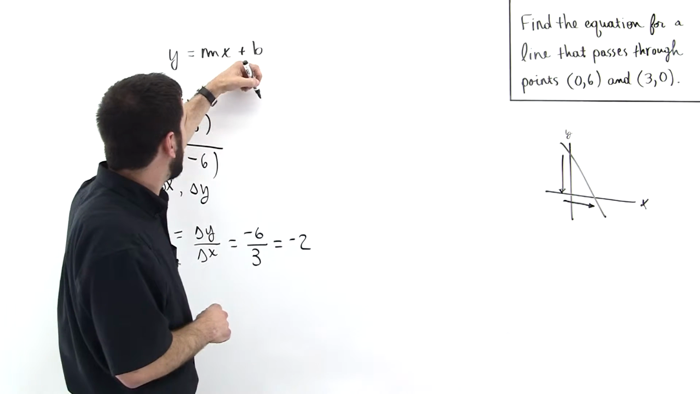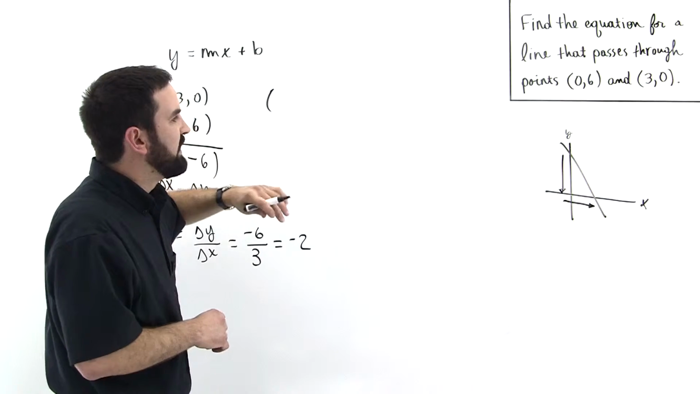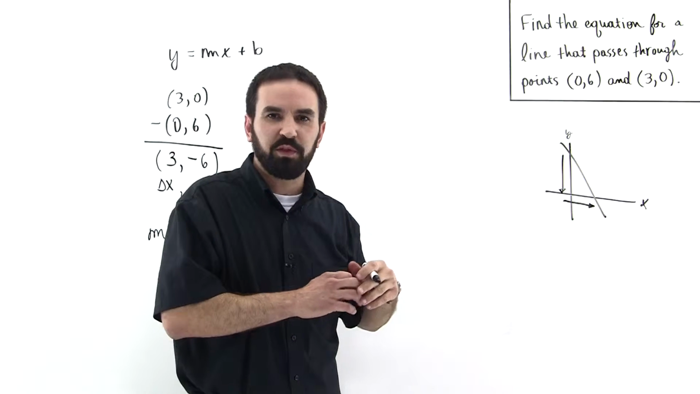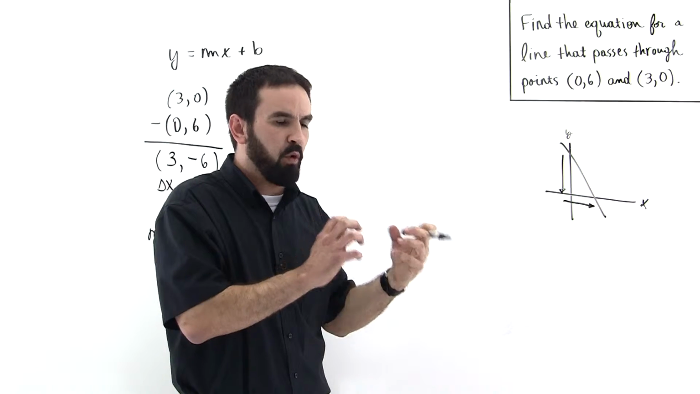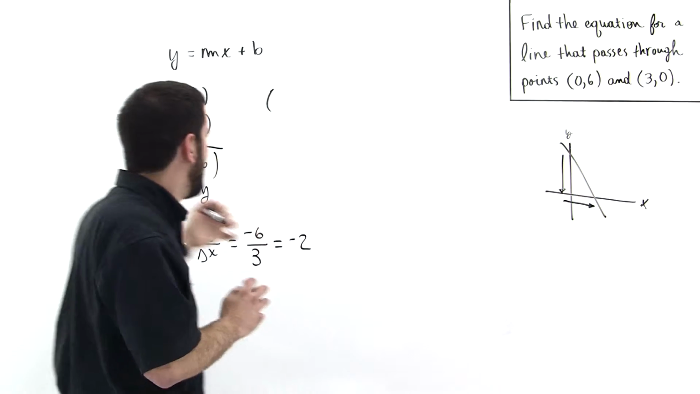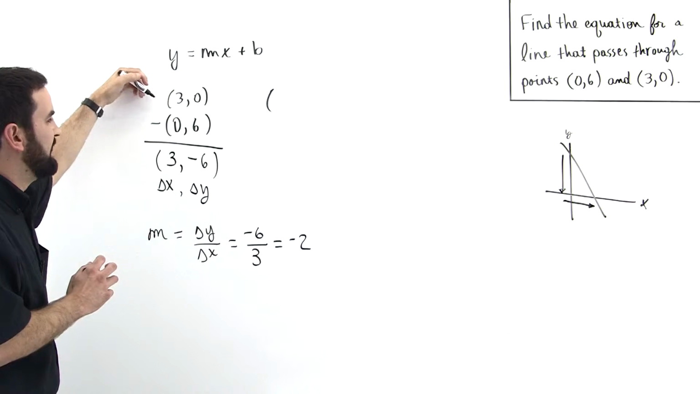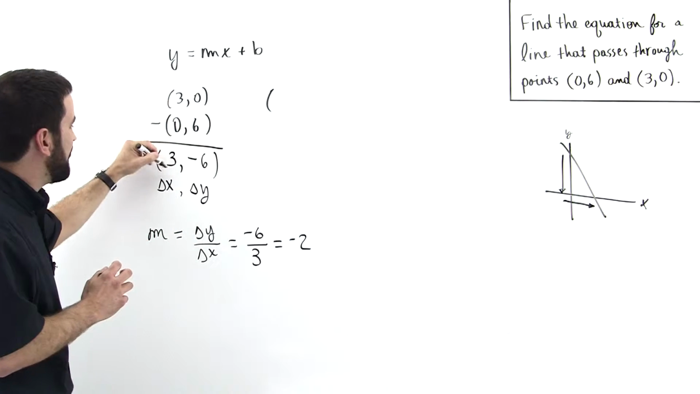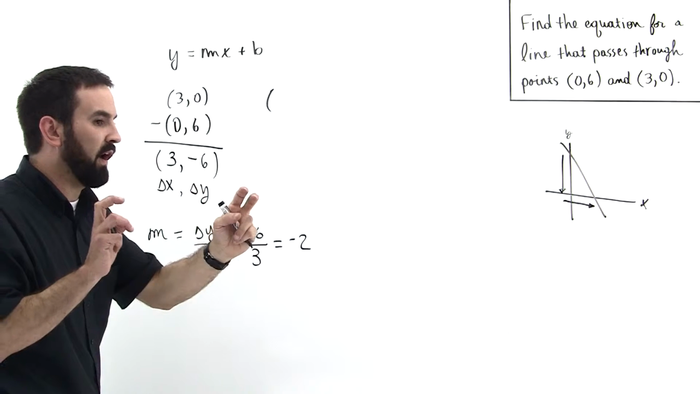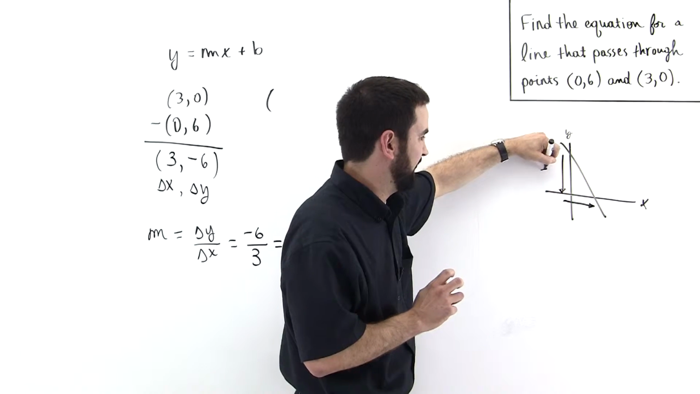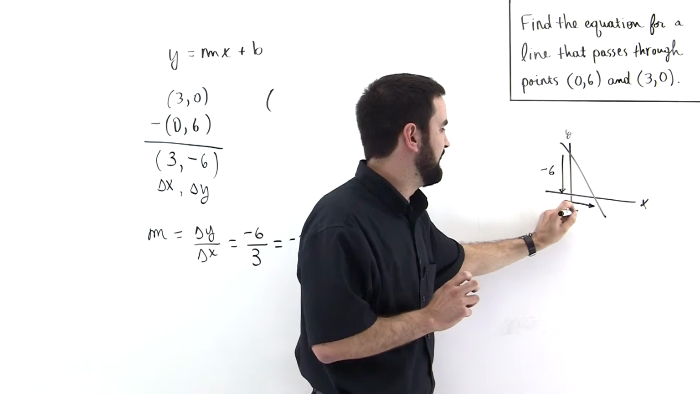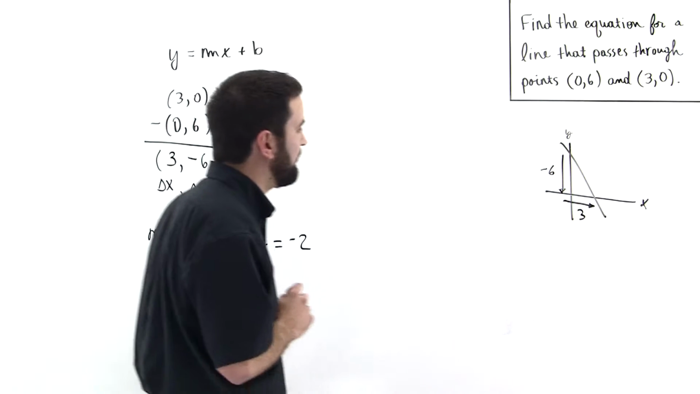Now we could have inadvertently not chosen the x value with the greatest amount. Like, you want to pick the point that has the greatest x value and then put that one on top. And then this is the run and this is the quote rise, but really this is a drop, because it drops by an amount of negative 6. It goes down, and then this goes over 3.